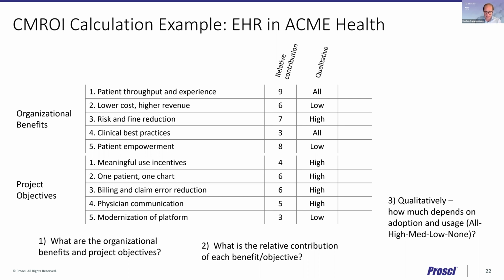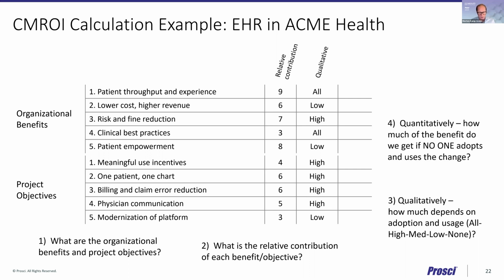And then we entertain what we call the counter-null hypothesis, and we ask, in a quantitative way, how much of the benefits do we get if no one uses the change? So if nobody gets it, percentage-wise, how much would we get? For patient throughput and experience, we will get nothing if people do not change behavior, if people do not use the change. Anyway, sometimes we do get some benefits.